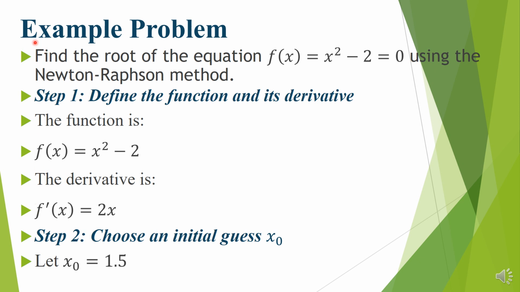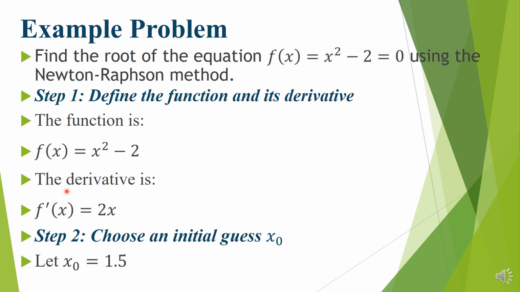Now we start an example. Find the root of the equation f of x equal to x square minus 2 equal to 0 using the Newton-Raphson method. Step 1. Define the function and its derivative. The function is f of x equal to x square minus 2. You can see here in the question the function is given.